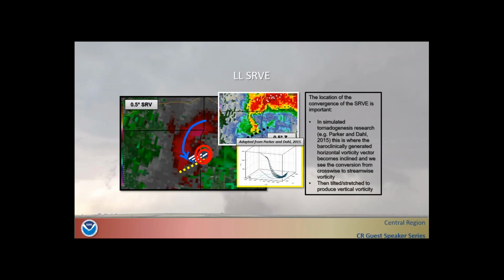And that's important because when this vorticity is then tilted and stretched into the vertical, now we have a source of near surface vorticity. In the case of tornadogenesis, where we know it's a bottom-up process, we have that source of near surface vorticity that can help induce tornadogenesis, assuming the other components are there.